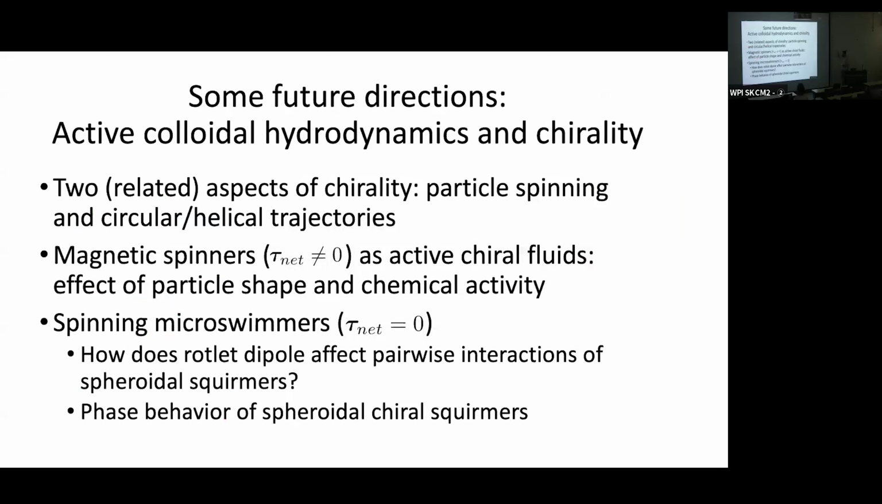All right, that brings me to the end. I just want to point out two future directions for active colloidal hydrodynamics involving chirality. There are two related aspects of chirality I perceive: spinning of particles, but also, relatedly, circular and helical trajectories. Magnetic spinners are active chiral fluids. We could look at the effective particle shape, activity, and so on. And I would like to look at spinning microswimmers. They have no net torque, but they have a Bartlett dipole. How does that affect their pairwise interactions? What is the phase behavior of spheroidal chiral squirmers?